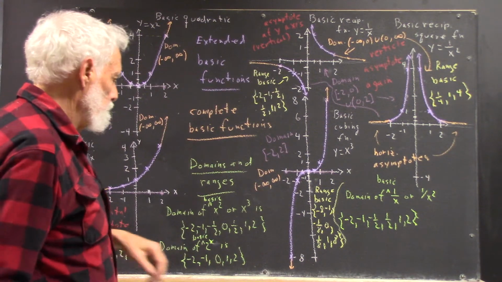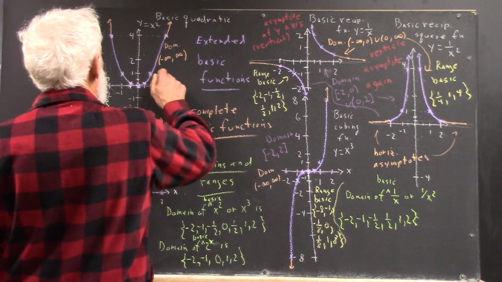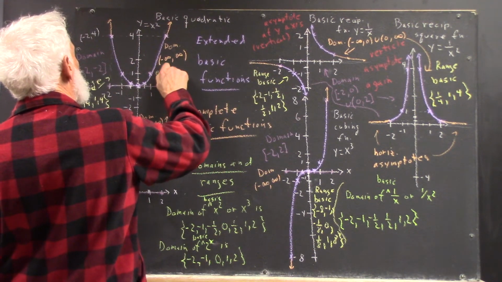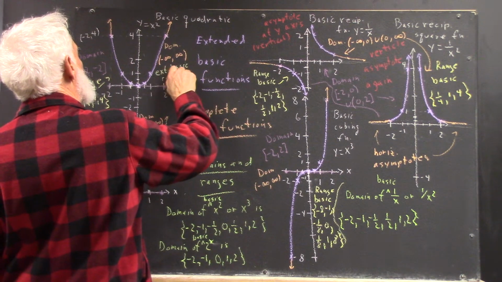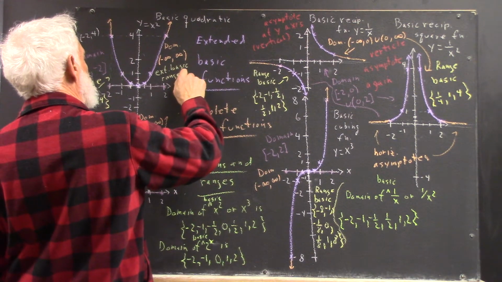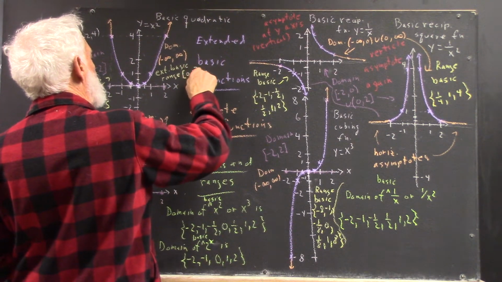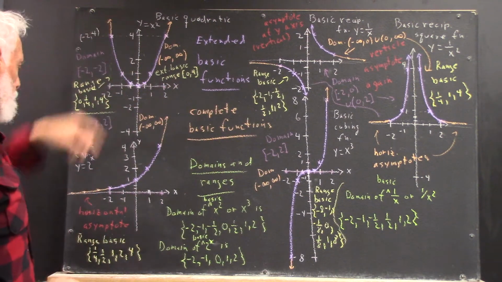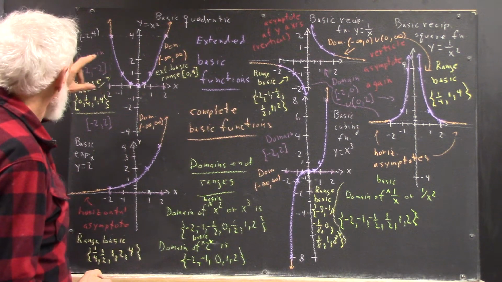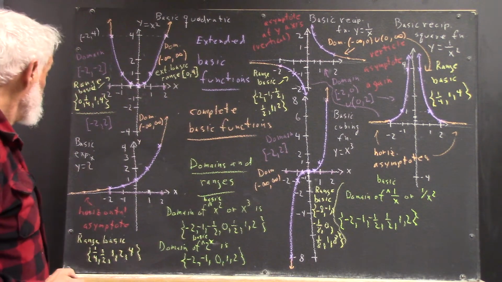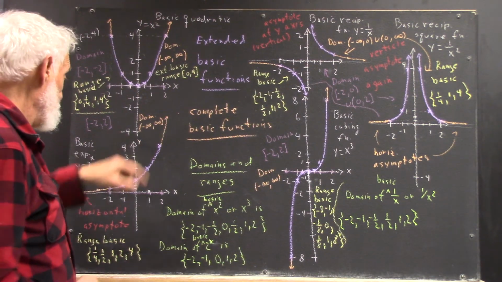Actually, I kind of do have room. It's just an interval. It's the interval from 0 to 4. For the basic exponential function, the y values go from 1/4 here up to 4.